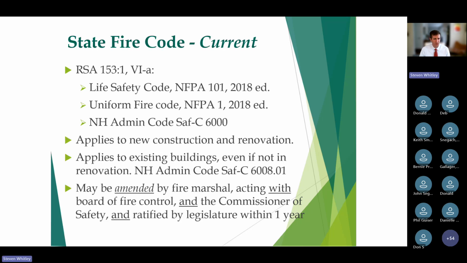This is just running through the current version of the fire code. It's the life safety code, the uniform fire code, NFPA 101 and NFPA 1. It also includes the administrative regs at SAF C 6000. This applies to new construction and renovation, existing buildings as well. Again, it can be amended by the fire marshal, acting with the Board of Fire Control and the Commissioner of Safety, and then ratified by the legislature within a year. So it's a pretty cumbersome process to amend the state fire code at the state level.